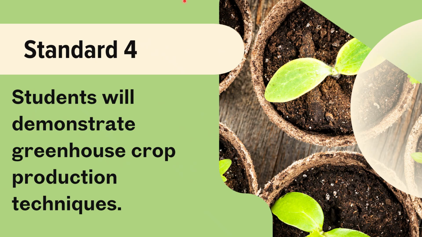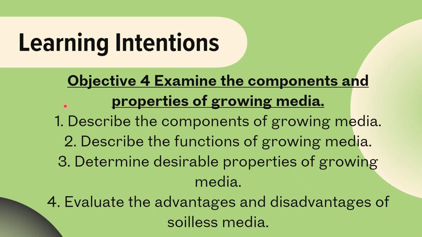So before we get into the lesson, we have to look at our standard, which is standard 4. Students will demonstrate greenhouse crop production techniques. Now this standard is coming from our precision floriculture blueprint. This is where I'm getting all the content for this standard from, okay? All right. When it comes to our learning intention, we're looking at objective 4.